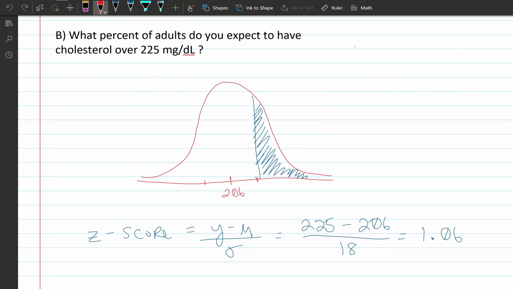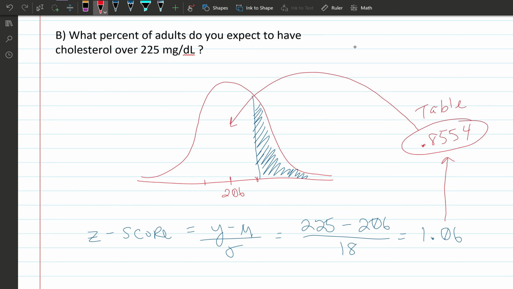So from the table we have a value of 0.8554 given that z-score of 1.6. We get this from the table. Understand that when we use the table, the values that are given give us the areas to the left of whatever your value is, such as our 225. So this 0.8554 is everything here in this white space. However, remember, we're looking for this shaded region.